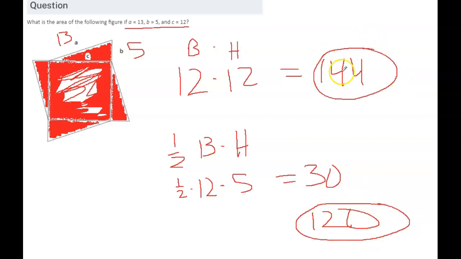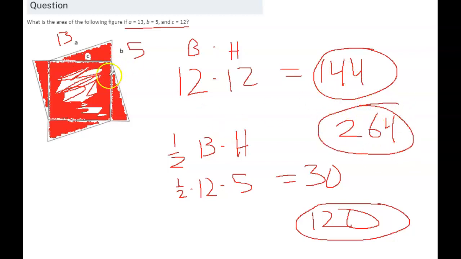The square is 144. Add all that together, we would get 264 for the entire area of that complex 2D figure.